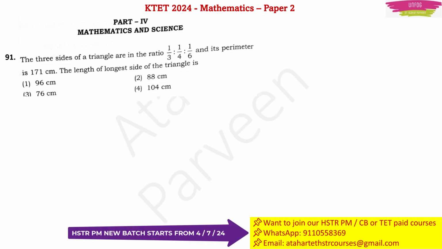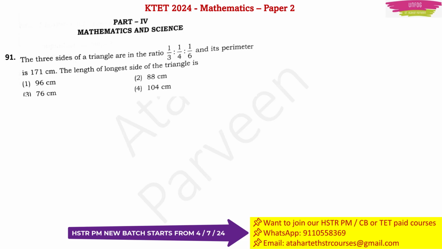So the first question from the mathematics part, which is question number 91. The question is, the three sides of a triangle are in the ratio 1/3:1/4:1/6 and its perimeter is 171 centimeter. The length of the longest side of the triangle is.